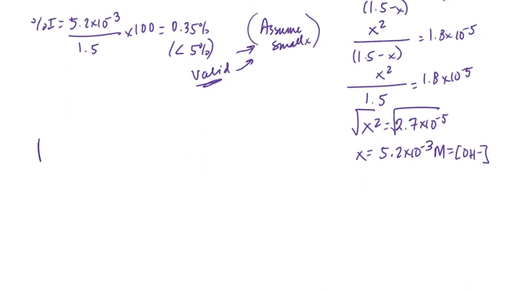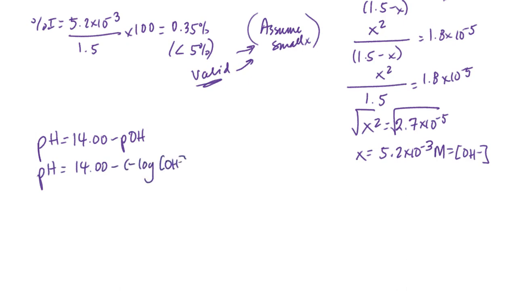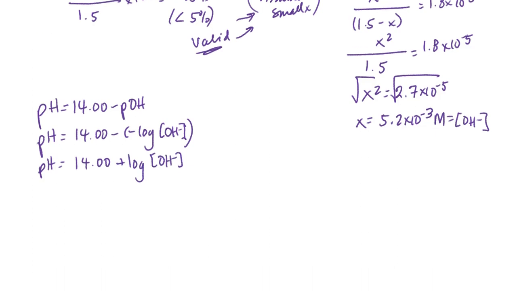And so what I would need to do is make use of the relationship that pH is equal to 14 minus pOH, or pH is equal to 14 minus the negative log of the hydroxide ion concentration. Right? These negative signs would actually multiply against each other to give me 14 plus the log of the hydroxide ion concentration. So plugging in the numbers that I have, that's 14 plus the log of 5.2 times 10 to the negative third. And so if I do that math, I end up with a pH of 11.72.